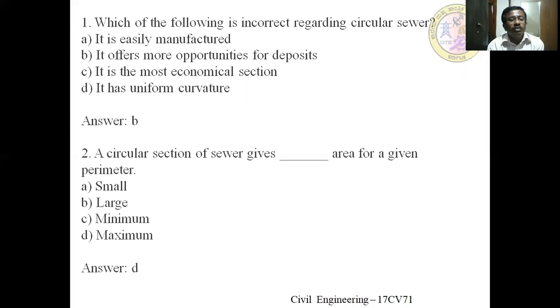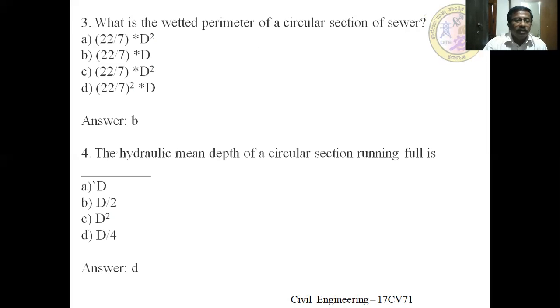Some of the MCQs related to this session are as follows. Which of the following is incorrect regarding the circular sewer? It offers more opportunity for deposits. A circular section of sewer has maximum area for a given perimeter. It is having a maximum perimeter.